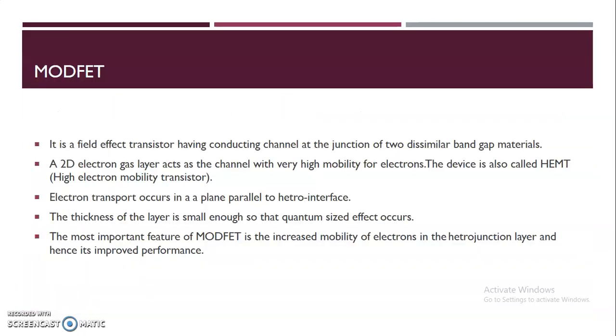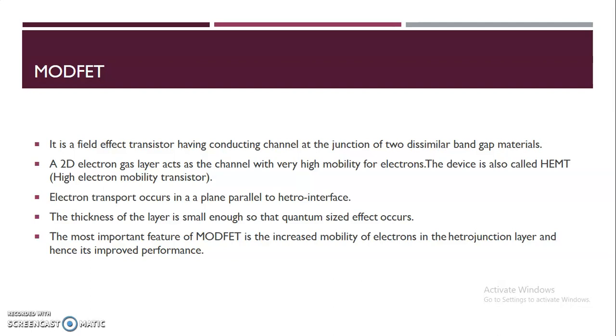MODFET. What is actually a MODFET? It is a field effect transistor having a conducting channel at the junction of two dissimilar bandgap materials. A two-dimensional electron gas layer acts as the channel with very high mobility for electrons. The device is also called HEMT, that is high electron mobility transistor. The electron transport occurs in a plane parallel to the heterointerface. The thickness of the layer is small enough so that quantum-sized effect occurs.